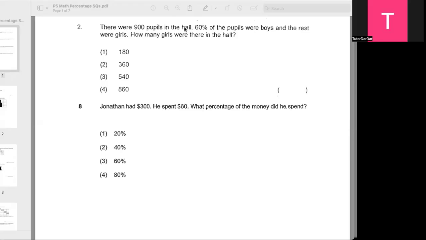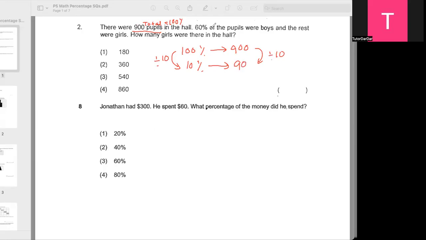There were 900 pupils in a hall. In the hall, 60% of the pupils were boys and the rest were girls. How many girls were there in the hall? So 900 pupils is the total, which is equal to 100%. So how do we do that? 100% is 900. So we will go down to an easier one, which is 10%. What do we do? 100 becoming 10 is divided by 10. So this side also divided by 10. So 900 divided by 10, you are left with 90.